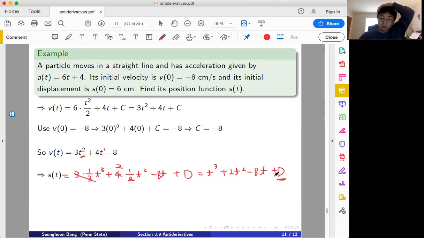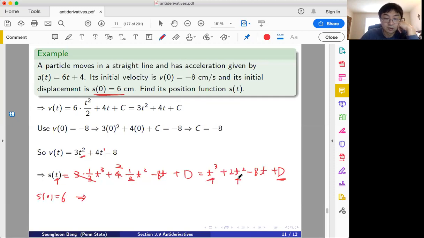How can you find it? Plug 0 into t. So you can use this one: S of 0 equals 6. We have S of 0 equals 6. You can plug 0 into t here.